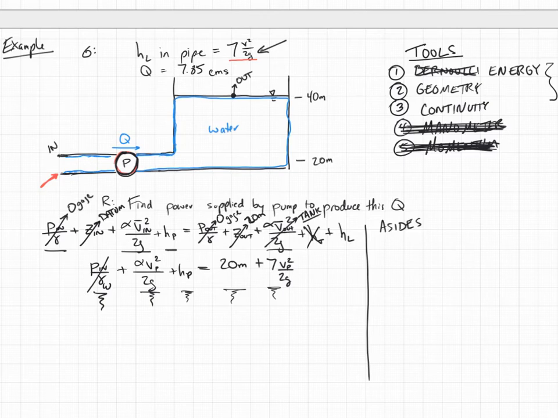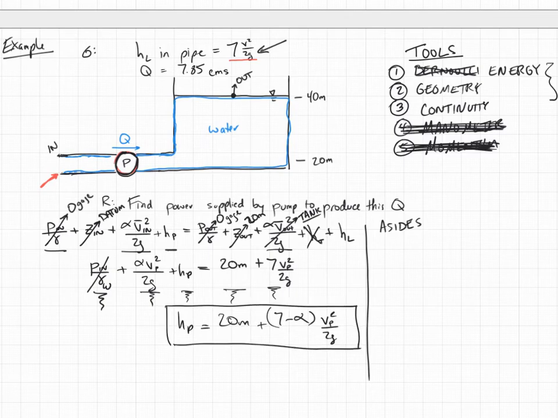All right, so now what we can do is I can say, well, HP equals 20 meters plus 7 minus alpha, looks like VP squared on 2G. Normally you wouldn't arrange these like this, but I'm just doing this anyway. All right, so we need alpha and we need VP. Okay, how do we get VP?